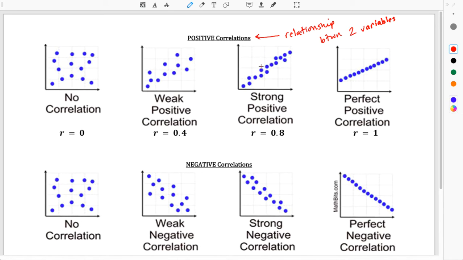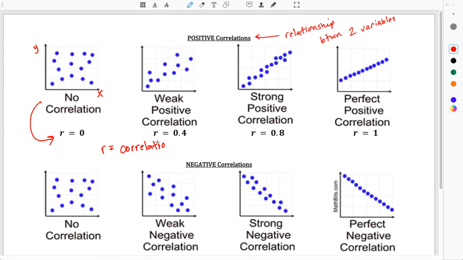We use a number to describe how strong something is. For instance, if this x and this y are completely unrelated, it's random. This is called no correlation. No correlation means you have a correlation coefficient, R, which is basically a relationship number.